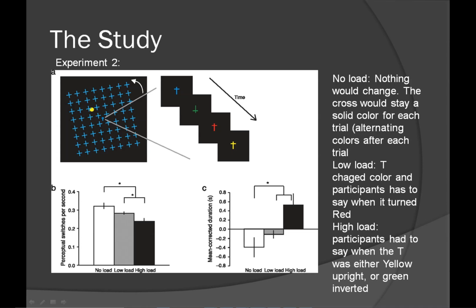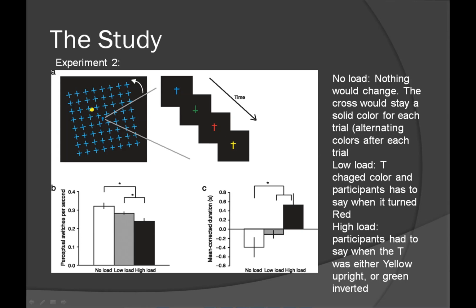There were 3 conditions: no attentional load, meaning the T didn't change; low attentional load, the T would change color and the participants had to say when it turned red; and finally high attentional load, where the participants had to say when the T was either yellow upright or green inverted.